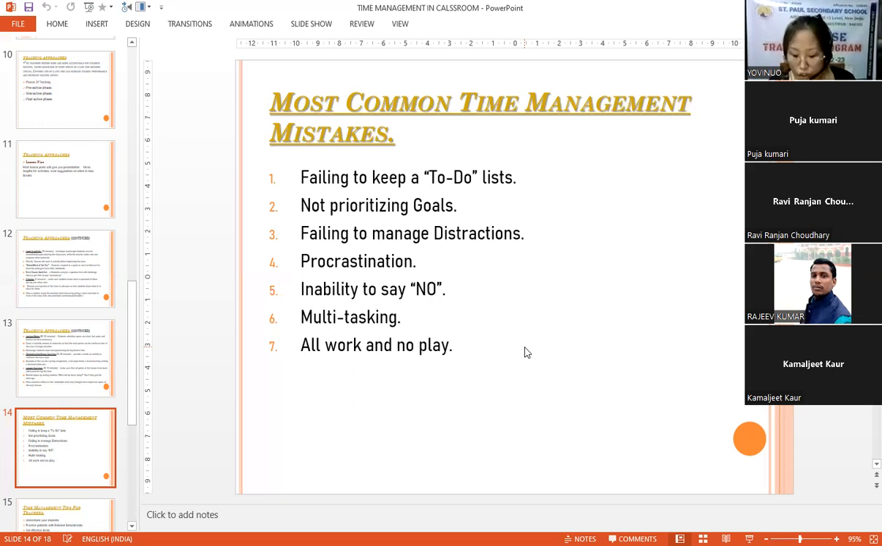Mistake 5, not tracking the progress. Too many people don't know how to track progress. They make to-do lists and tick them off when finished, but just ticking something off the list does not make you evaluate your work efficiently.